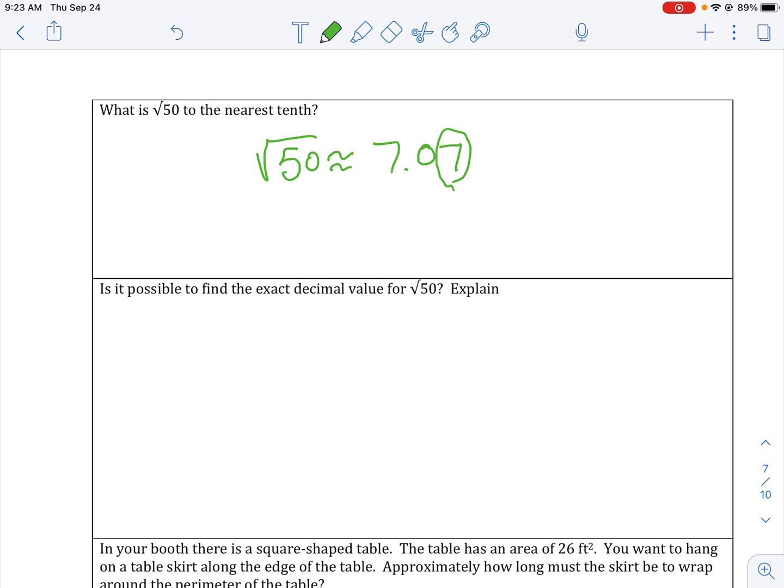This is 5 or higher, which when it's 5 or higher, we have to add 1 to the tenths place. So rounding it to the nearest tenth would be 7.1.